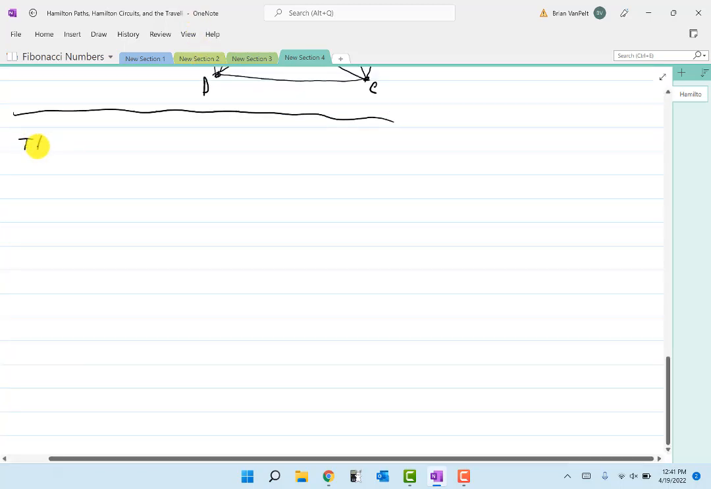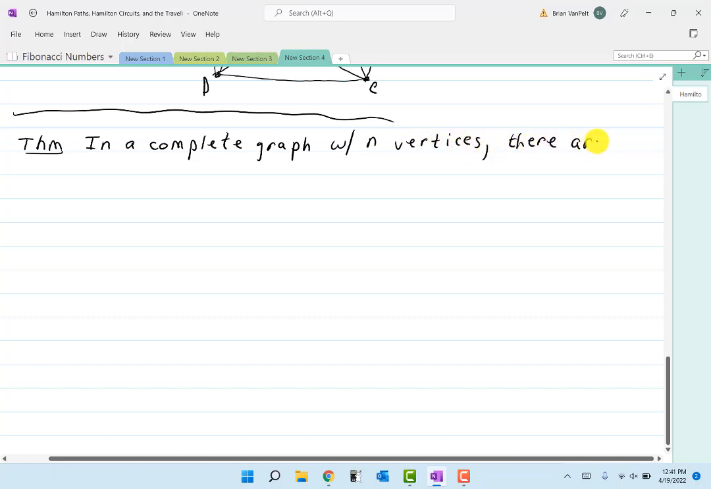Now there's a theorem that talks about what I just mentioned. In a complete graph with n vertices, not only are there Hamilton circuits, there's a lot of them. There are n minus 1 factorial Hamilton circuits.